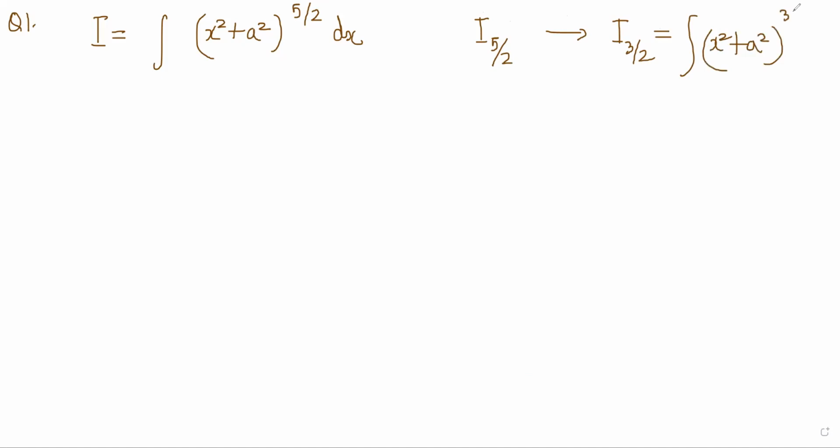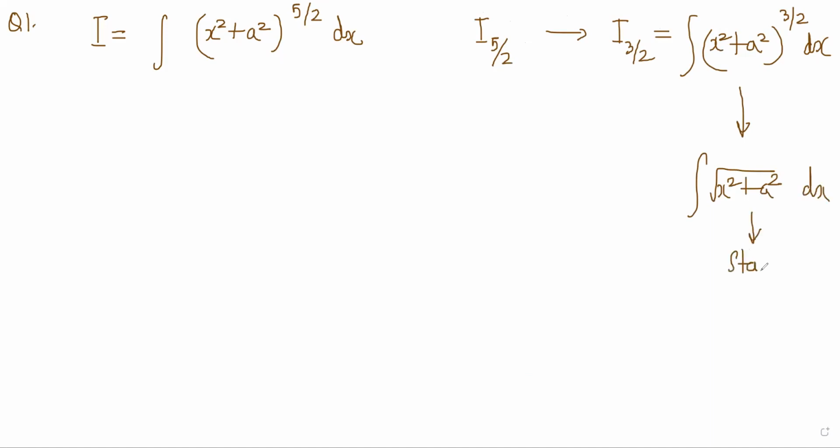I is equal to the integral of (x² + a²)^(5/2), right? This is a very standard looking integral. The problem is that this is 5 by 2, right? So what I want to do here is connect this I 5/2 to I 3/2, which is the integral of (x² + a²)^(3/2) dx, right? Great. And after that, I will connect this to root over x² + a², which is power 1 by 2. And this is a standard form.